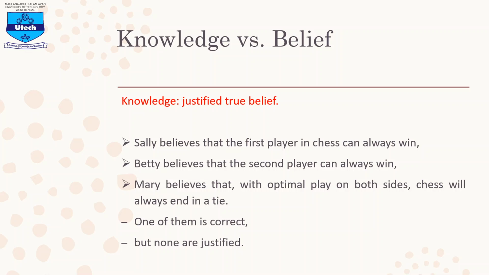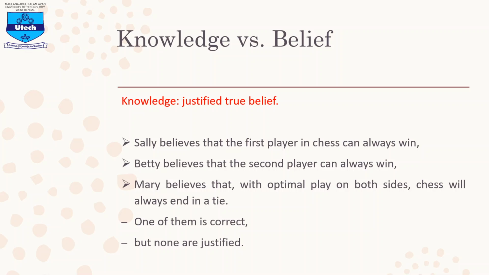And the third statement is, Mary believes that with optimal play on both sides, chess will always end in a tie. So there are three different statements, and all of them are contradictory with each other. It is not always true that the first player will win, same as for the second player, as well as it's not possible that every time it will be a tie. So one player will win, and which player is going to win does not depend on which player started the game. It can be either way.